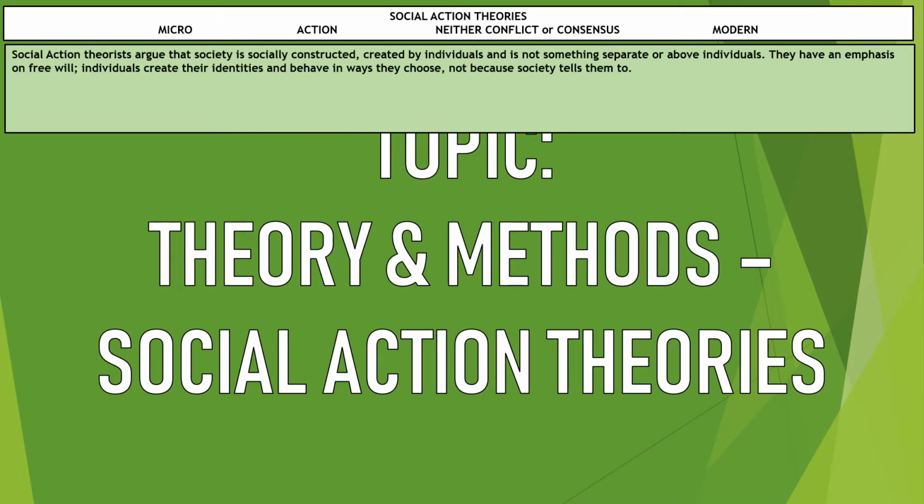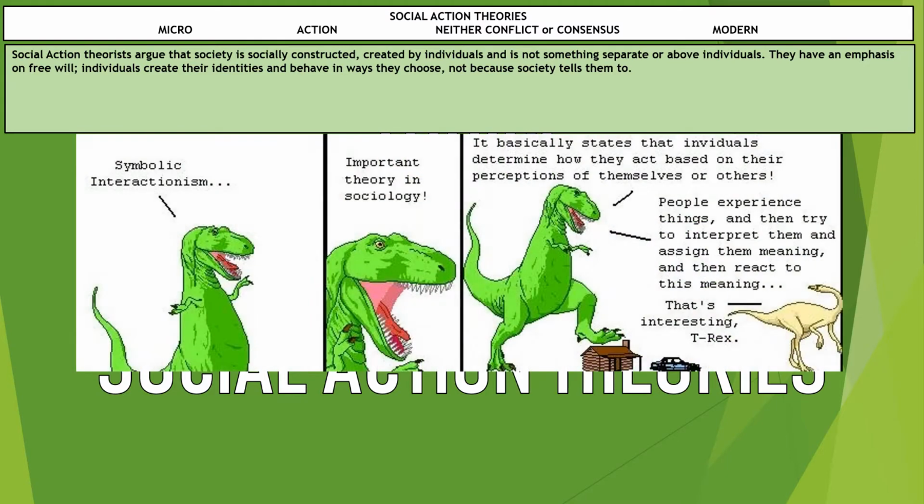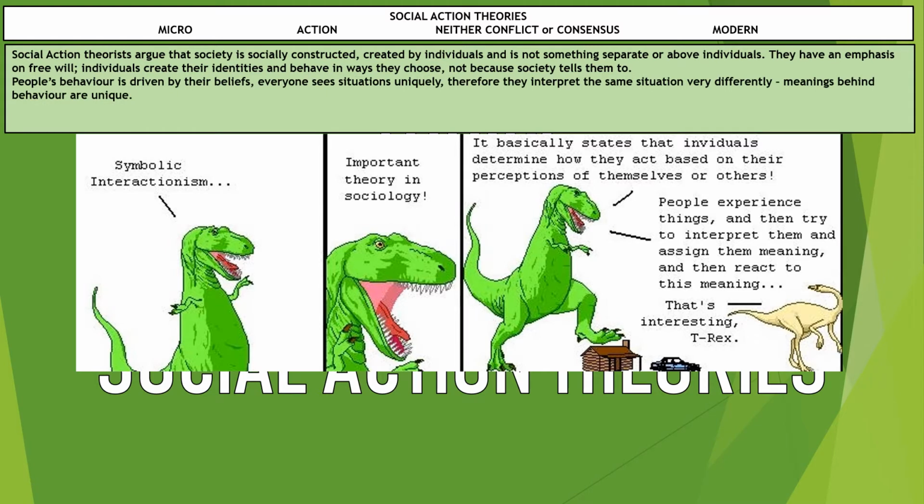So social action theories argue that society is a social construct. It's created by individuals and it's not something separate or above individuals. Essentially, we create society, we have free will, and we can choose how to behave. And essentially, it's quite an important theory because it challenges everything else we've done in terms of structural approaches.